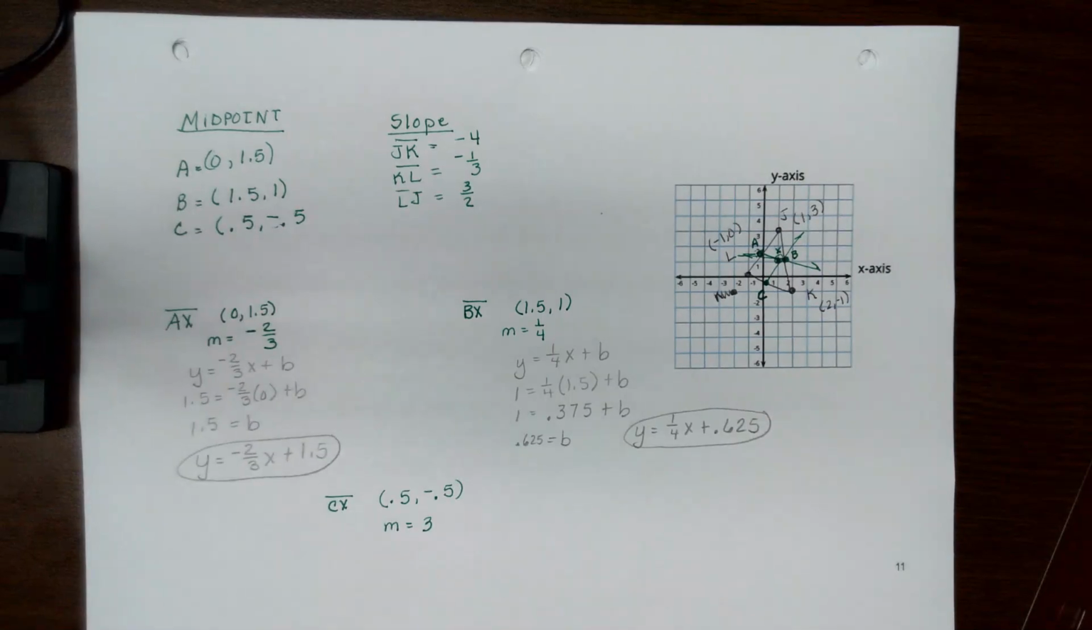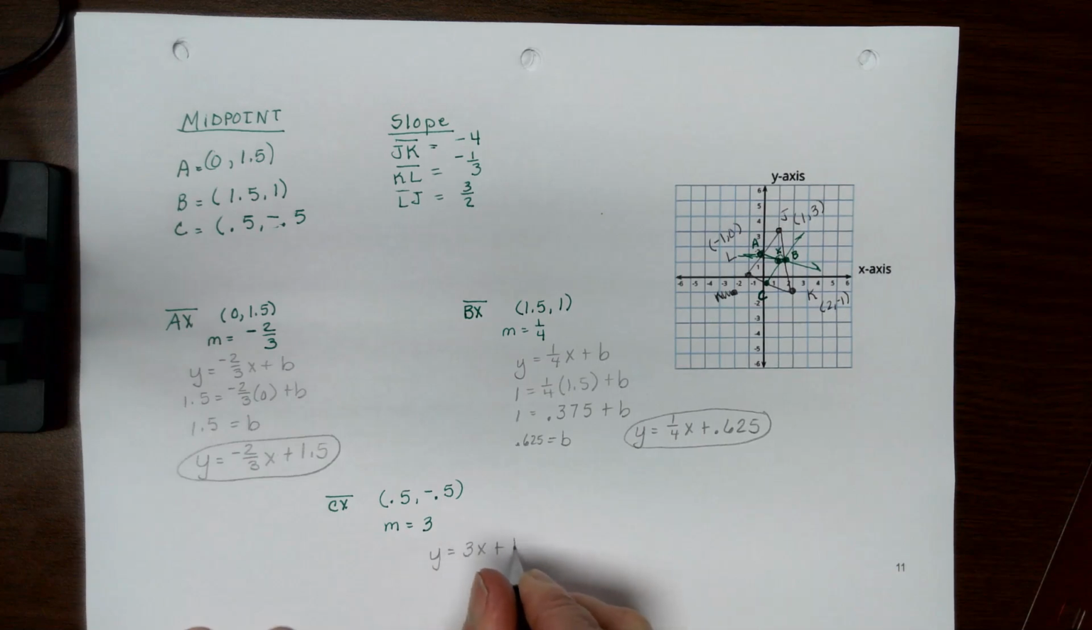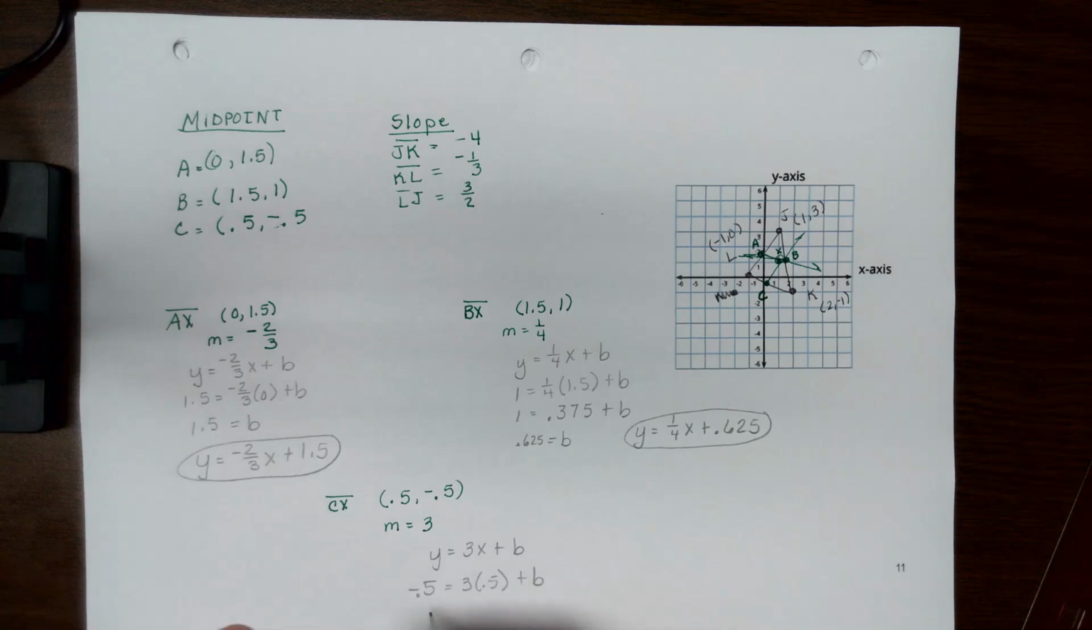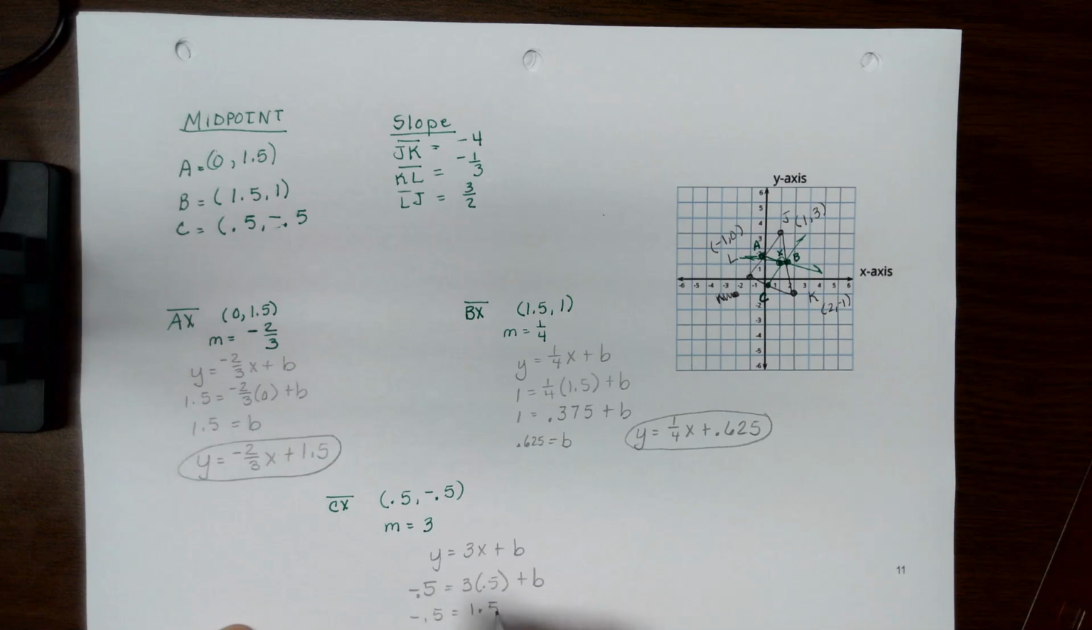Technically, I could get it with those two, but I'm going to do the third one. So y is equal to 3x plus b. Then I'll plug in negative 0.5 for y and 1.5 for x. There's a lot to this, so be very careful you're not making careless mistakes, and we'll hope that we're not. And then when I subtract, I'm going to get negative 2 is equal to b.